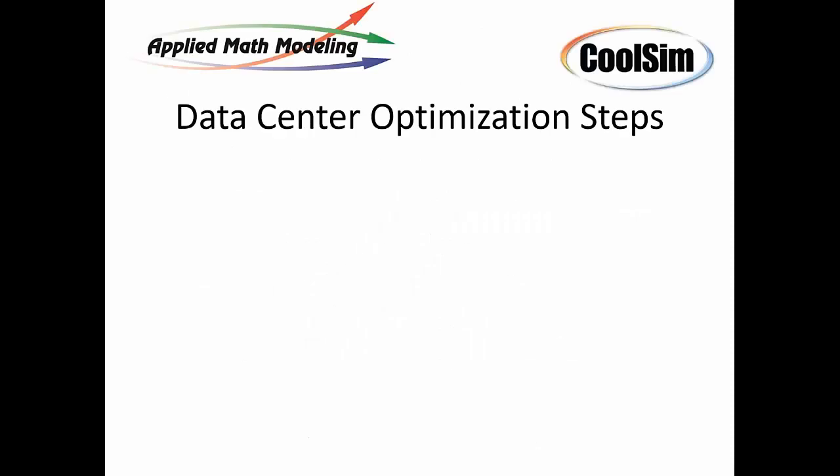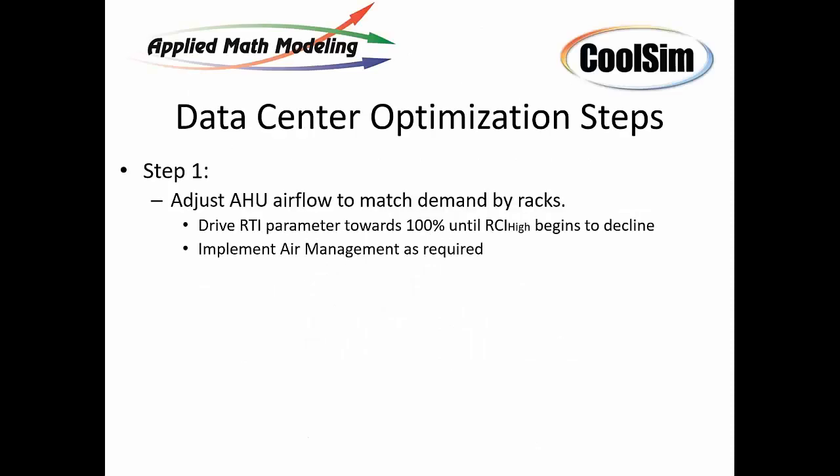Okay, so the optimization steps are as follows. Adjust first the airflow coming from the air handler units to match the demand of the racks. That's again the RTI parameter, and you want to drive it towards 100% until either you get it to 100%, or the racks start to show some bleeding on the edges, I'll show you that in a moment, or RCI begins to decline from 100%, whichever happens first. They're correlated, by the way.